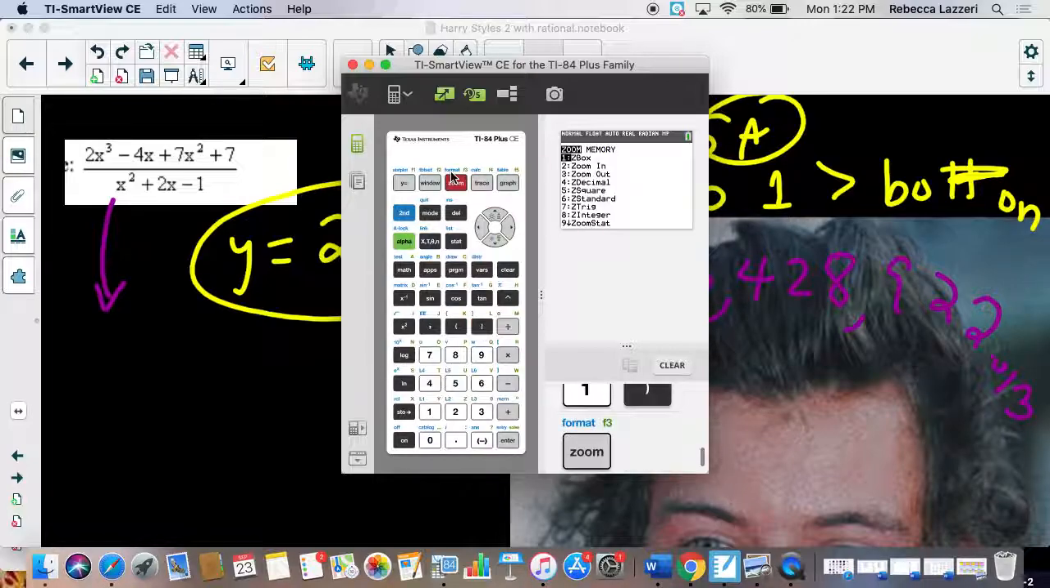All right, Zoom 6 on the standard viewing window. It looks kind of crazy, like, whoa. You kind of remember those in the background? I'm going to also type in our slant asymptote that we got from long division, 2x plus 3.